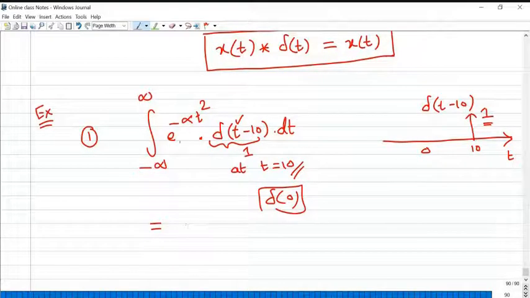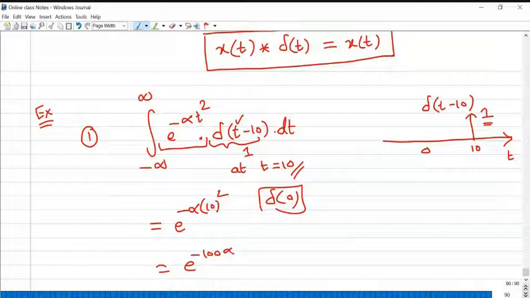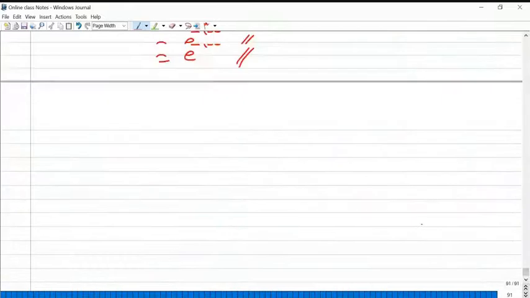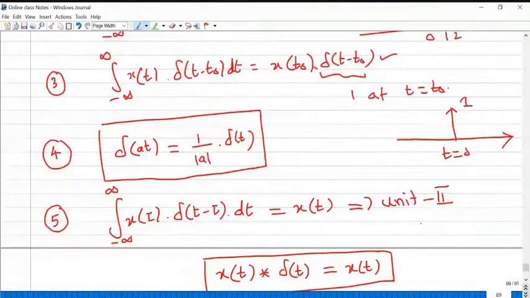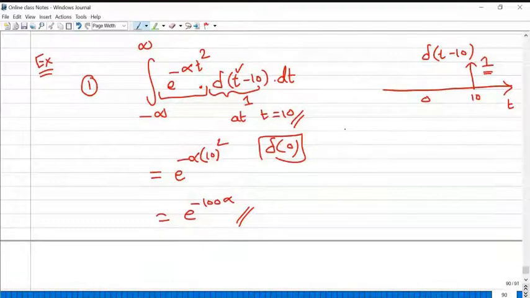So the result is: in the rest of the terms, whatever is available, you rewrite the same term by replacing t by this value, giving 10 squared, e to the power minus 100 alpha. This is the result for this integration. You cannot do the integration by substituting the lower and upper limits, because the impulse signal is valid at that particular time instant only. So to solve an integration involving the impulse function, we check at what values of small t the delta function becomes 1.